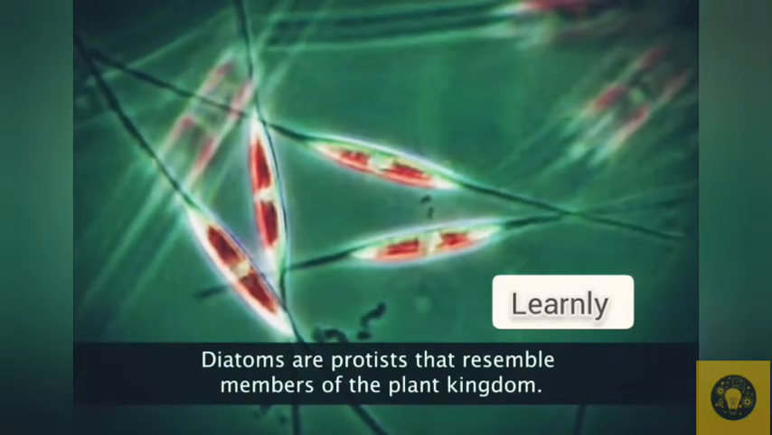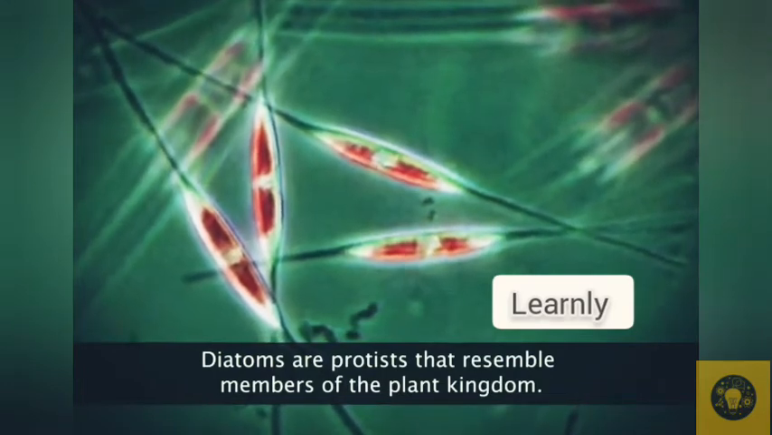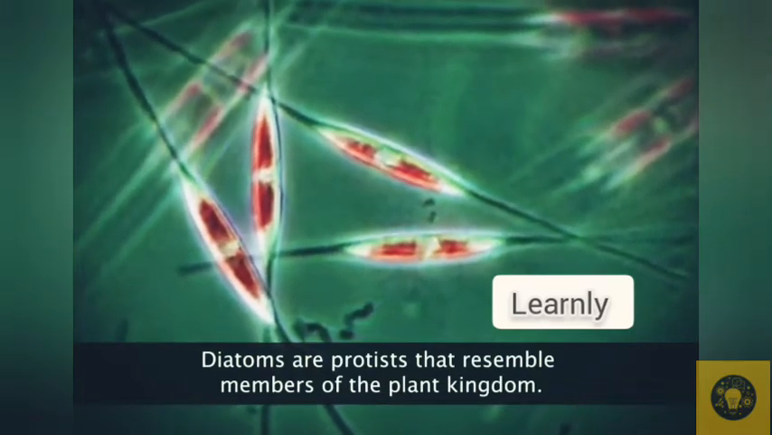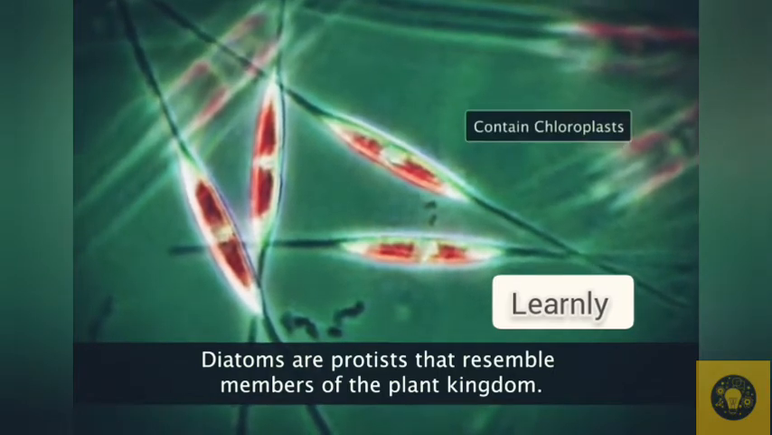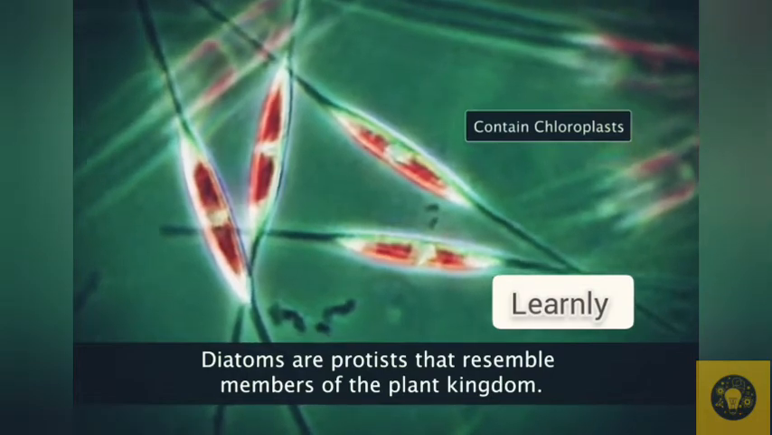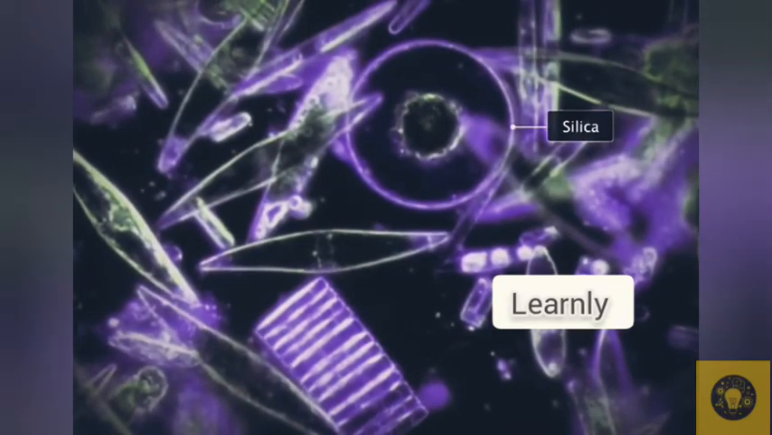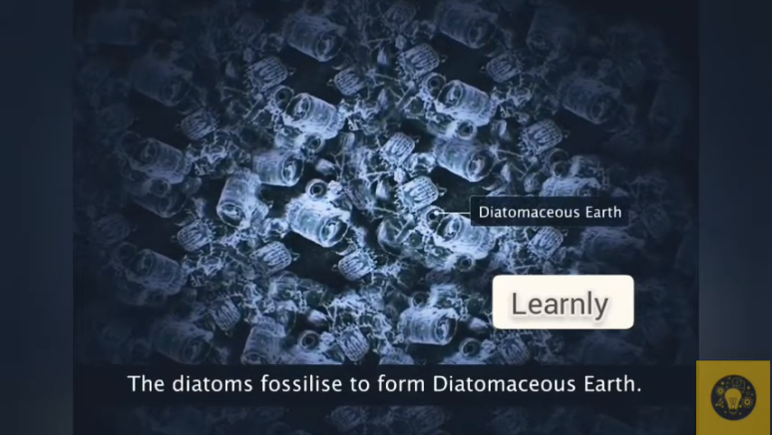Now let's look at protists that resemble members of the plant kingdom. We will first look at diatoms. Like other plants, diatoms contain chloroplasts and can prepare their own food. The walls of diatoms are made of silica. Over a period of time, the diatoms fossilize to form diatomaceous earth.